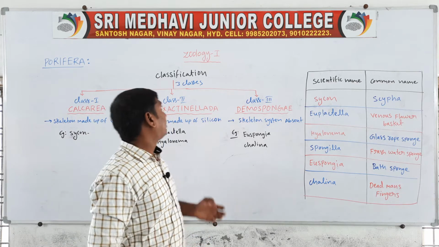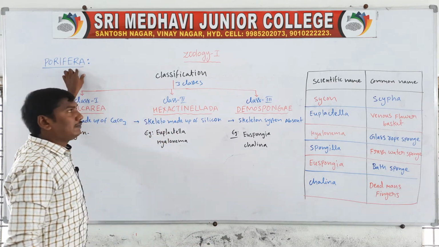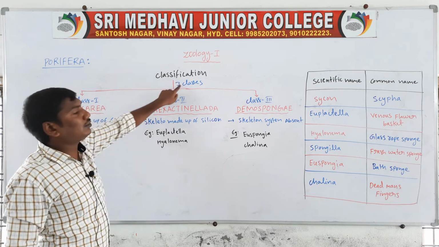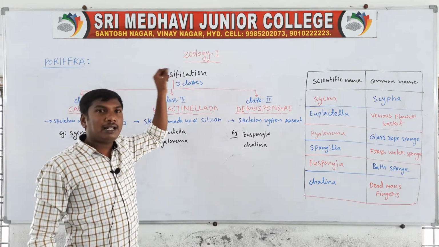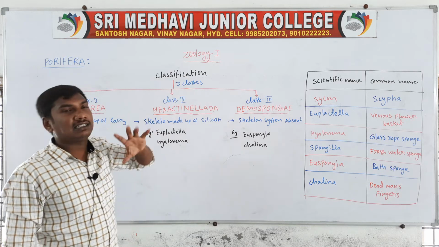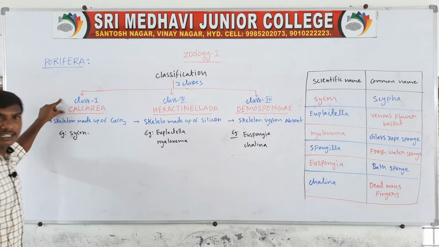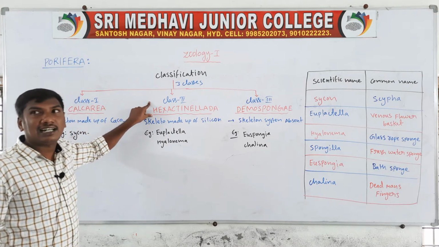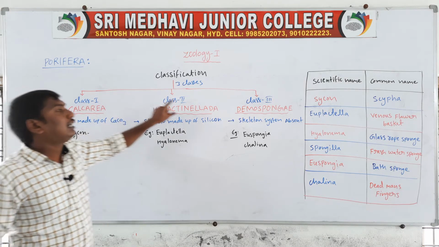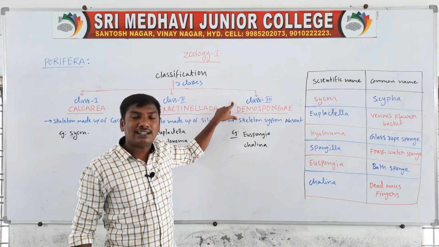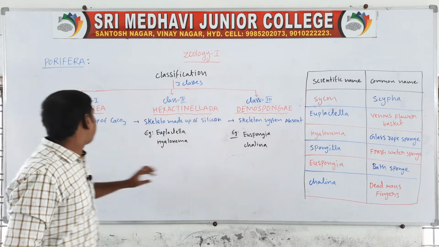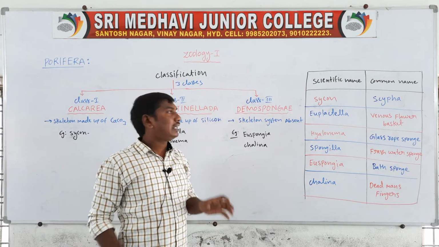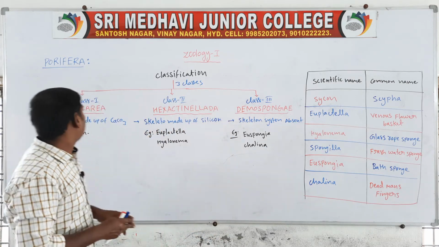Next one, classification of Porifera. The phylum Porifera is classified into three classes. Class 1, Calcarea. Class 2, Hexactinellida. Class 3, Demospongiae.